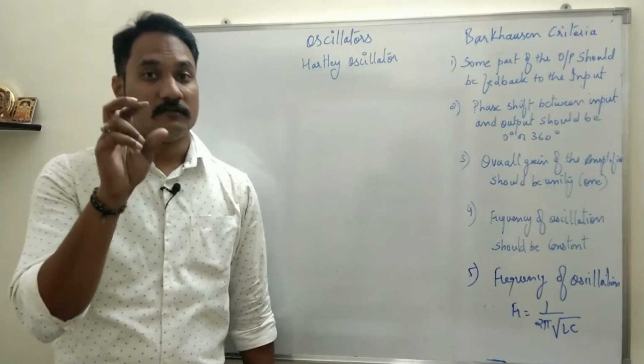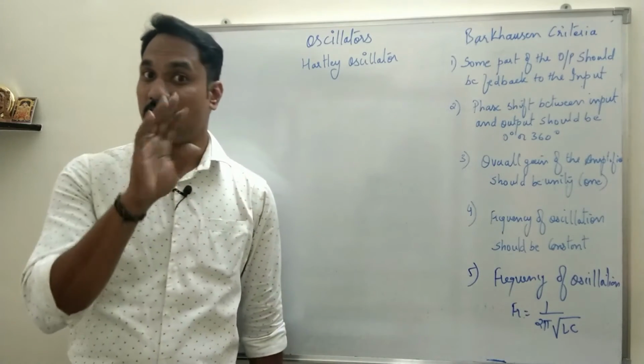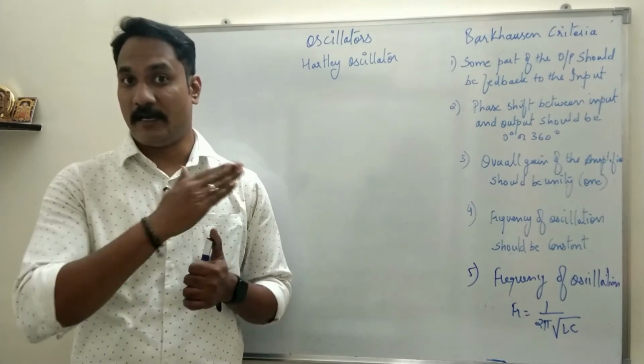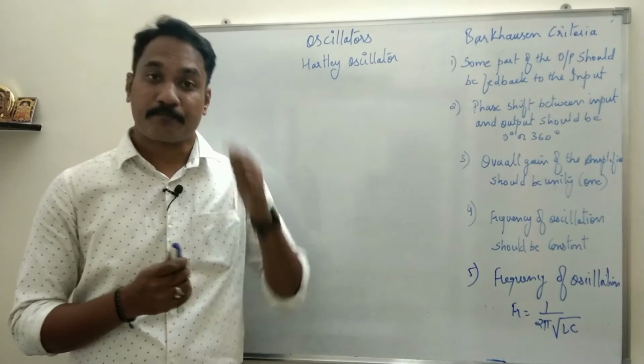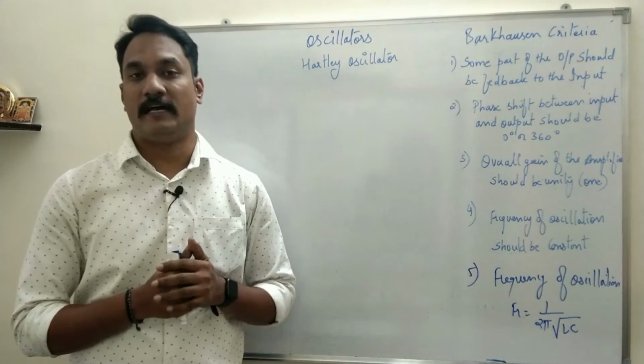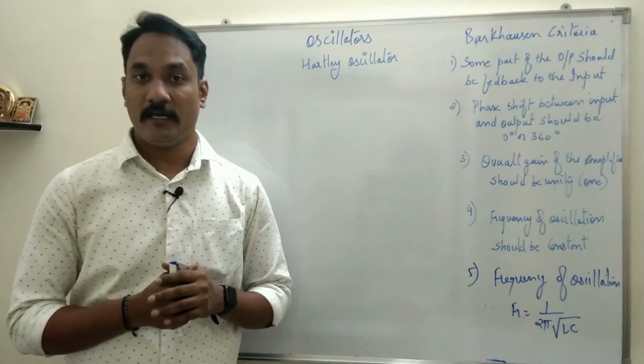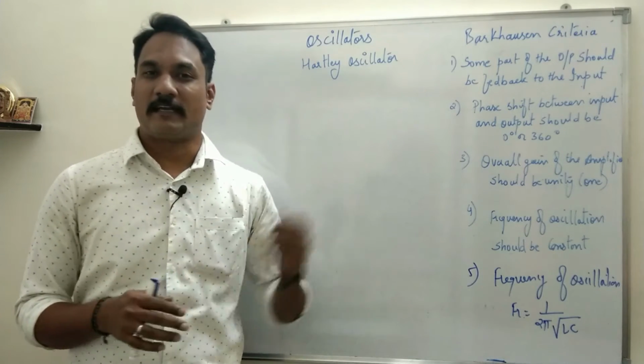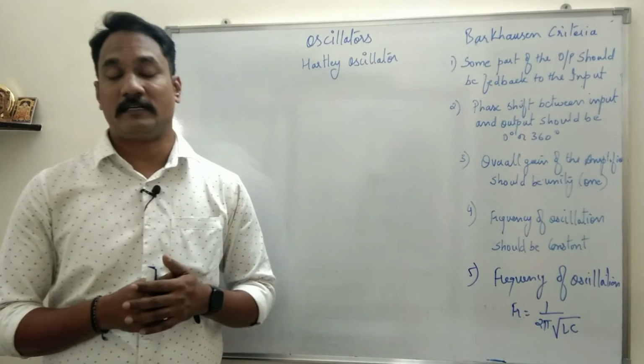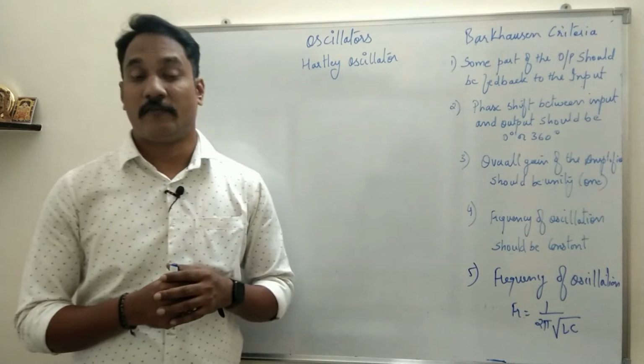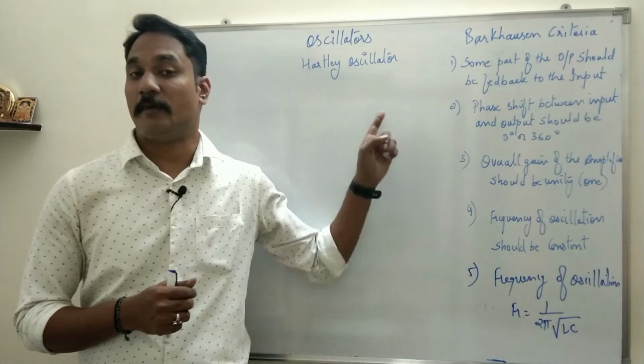We will use the tank circuit. If you remember the LC tank circuit, I have explained it to you. We will use that as a feedback factor. Before going to the circuit diagram, let us just refresh ourselves with the four criteria which have been suggested by Barkhausen.